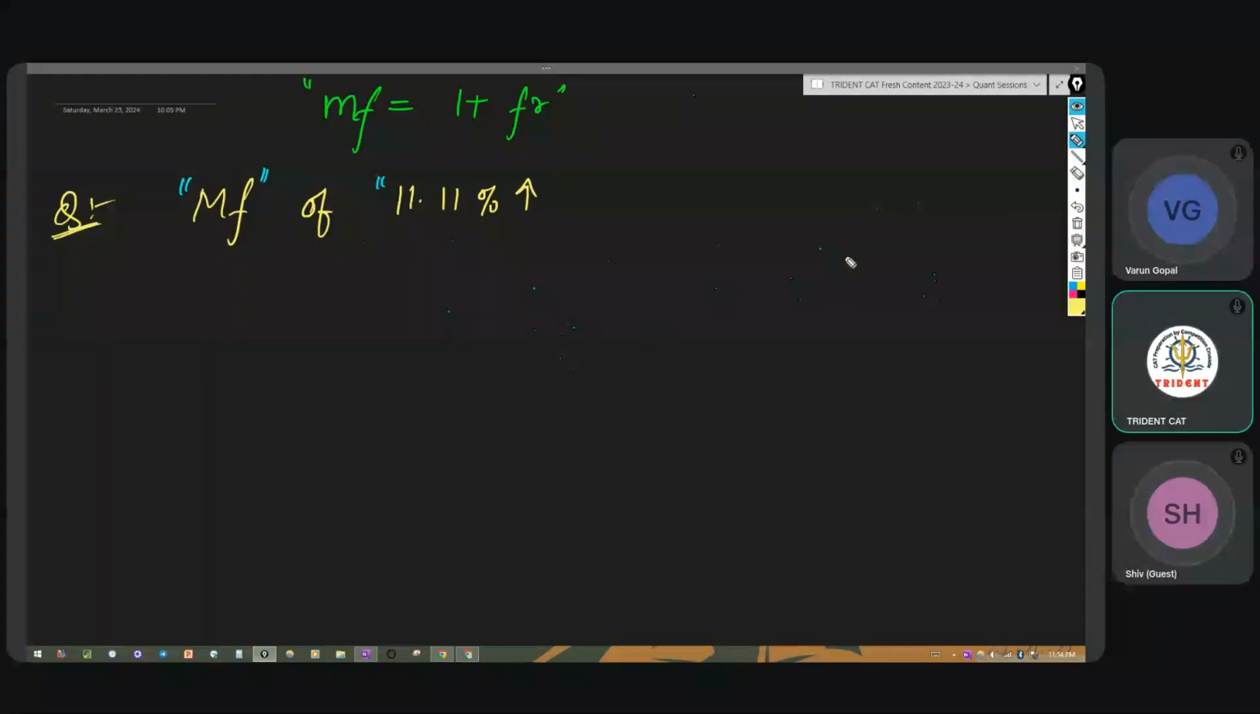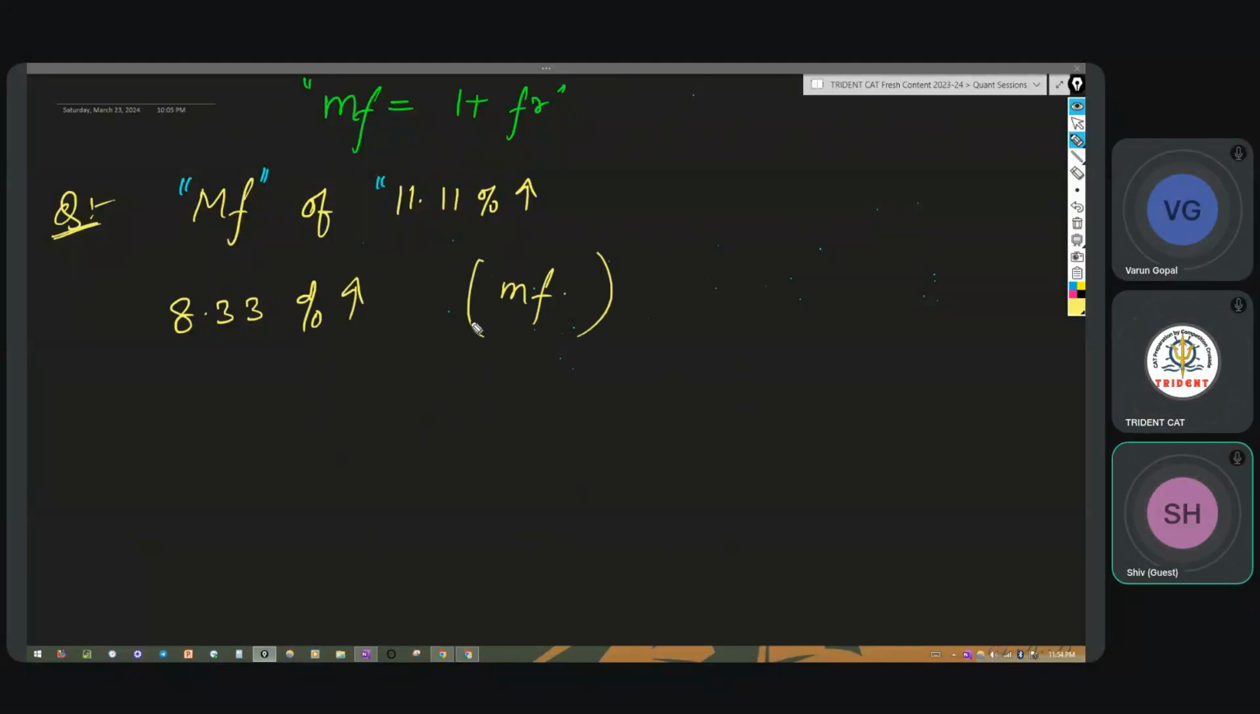Okay, great. Another question coming your way, guys. 8.33 percentage increase, the multiplying factor. 13 by 12. Great. And do you know why I'm giving you these weird numbers, these absurd numbers? Because you have learned that, and it will be etched to your memory. I'm hoping that by the end of the session, these peculiar numbers will get etched to your memory.